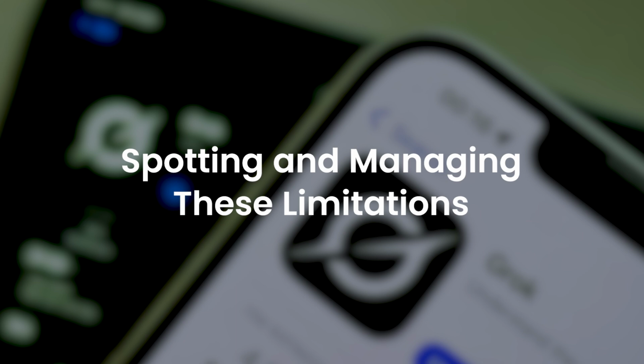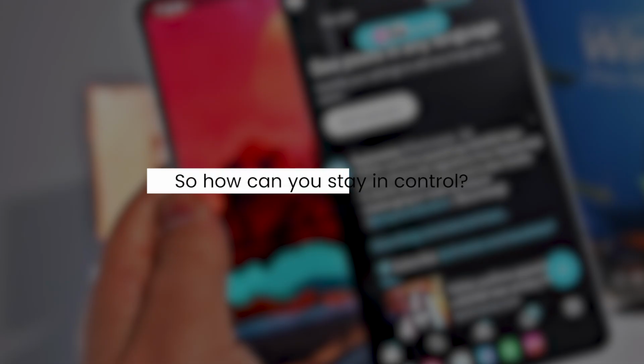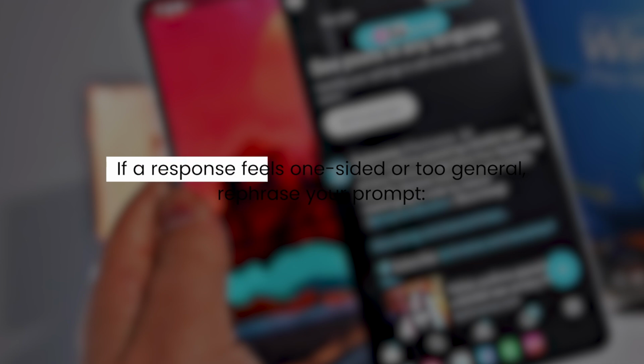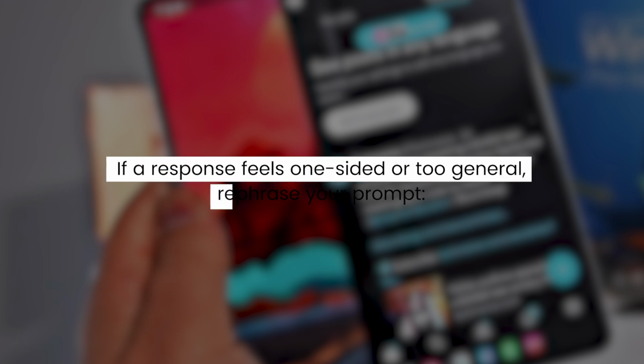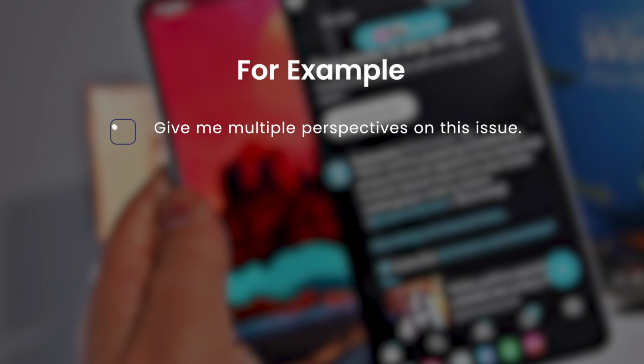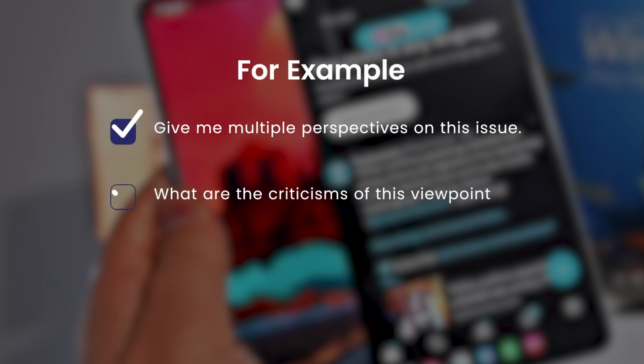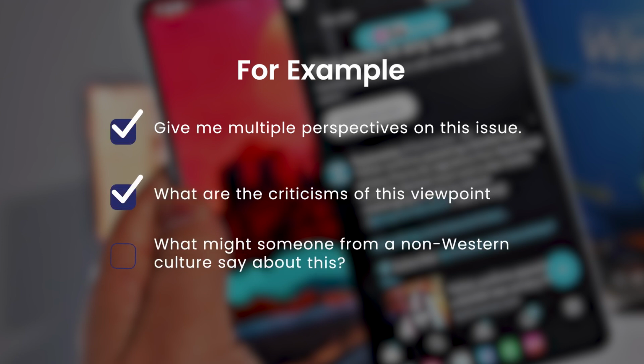Spotting and managing these limitations. So, how can you stay in control? Ask questions from different angles. If a response feels one-sided or too general, rephrase your prompt. For example, give me multiple perspectives on this issue. What are the criticisms of this viewpoint? What might someone from a non-Western culture say about this?